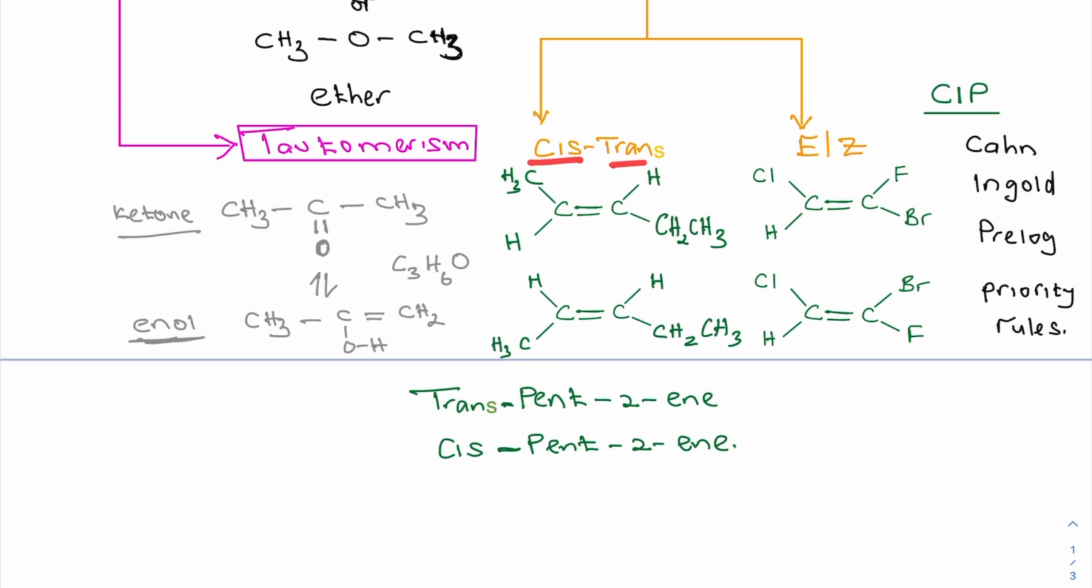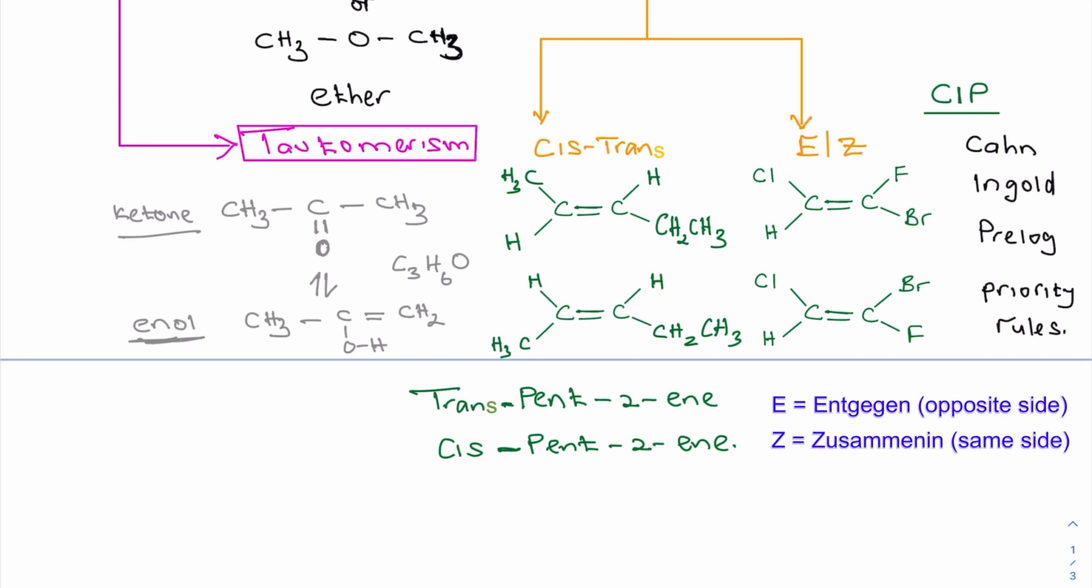For cis-trans isomers, you must have at least one of the species attached to the carbons being the same on both carbons. When they're on opposite sides, we call it trans, and when they're on the same side, we call it cis. For EZ isomers, we apply the CIP rule, which is the priority rule. We apply the highest priority to the highest atomic number. In this case, bromine is 35 and fluorine is 9, so bromine has the higher priority. Chlorine is 17, and that has a higher priority, and hydrogen has the second priority.